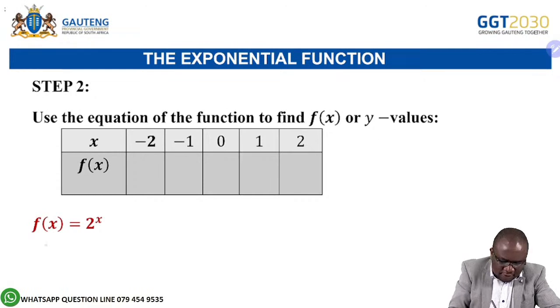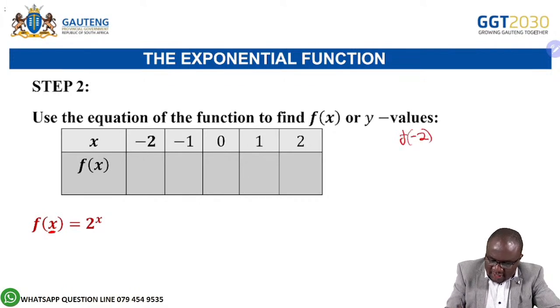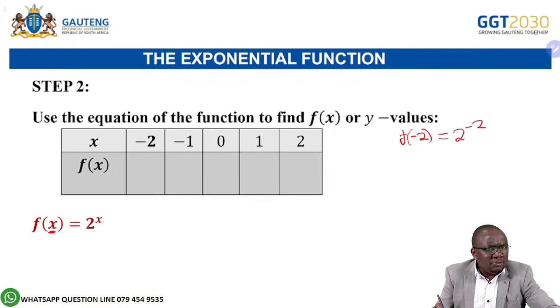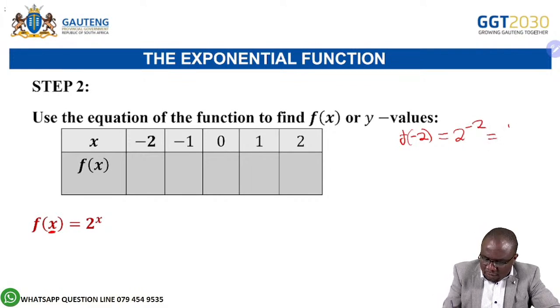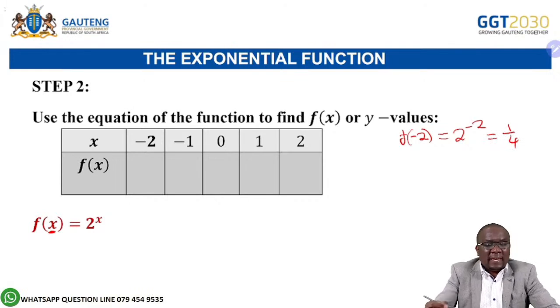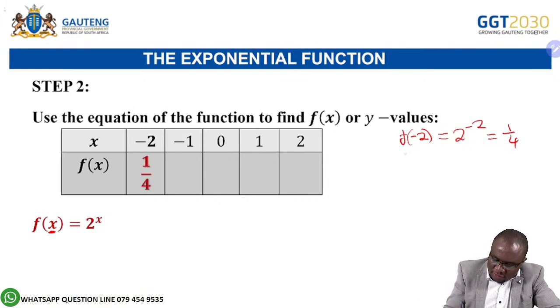F of -2. You see, where there's x, I put my input value. In this case, I'm going to start with -2. So f of -2, where there's x, you put -2, is going to be 2 to the power -2. We talked about this when we're doing our baseline activity. You remember that? So it becomes 1/4. Okay, can you put that as your output value then? Let's go to the next one.